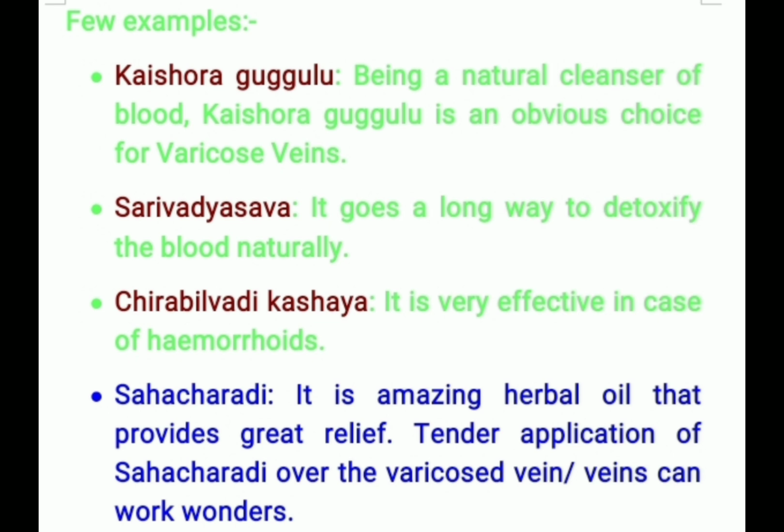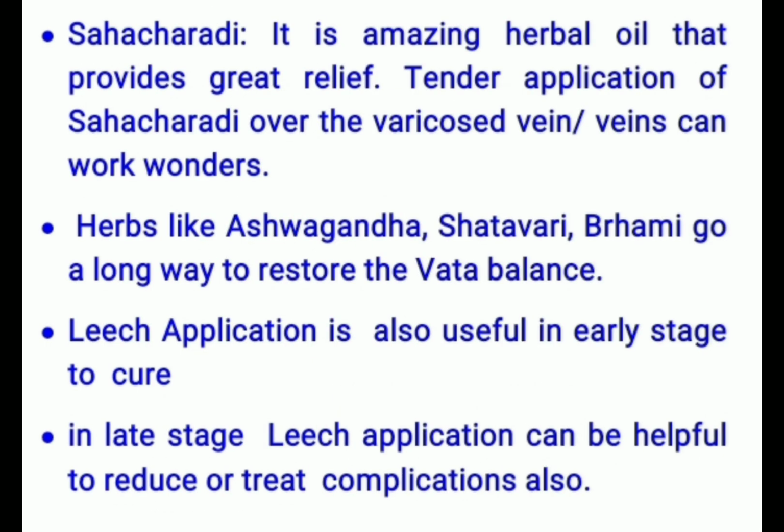Sahacharadi, it is an amazing herbal oil that provides great relief. Gentle application of Sahacharadi over the varicosed veins can work wonders. Herbs like Ashwagandha, Shatavari, Brahmi go a long way to restore the vata balance. Leech application is also useful in early stage to cure. In late stage, leech application can be helpful to reduce or treat complications like pigmentation, swelling, eczema and venous ulcer.